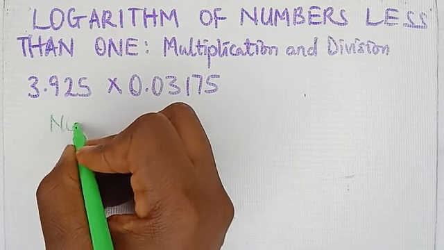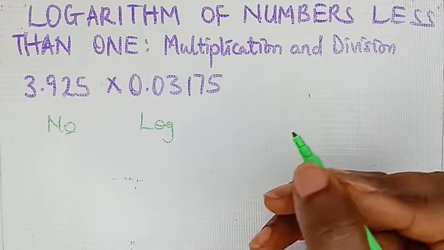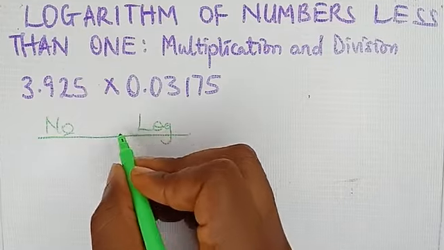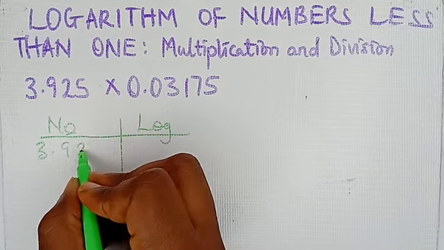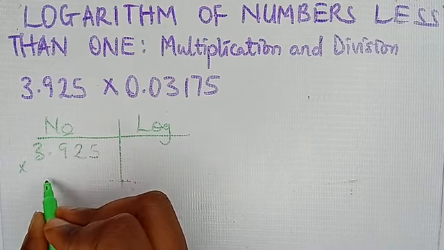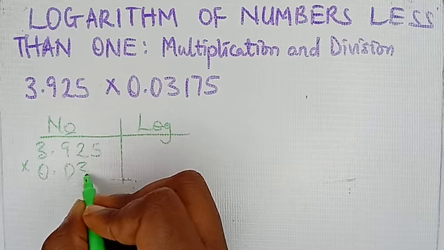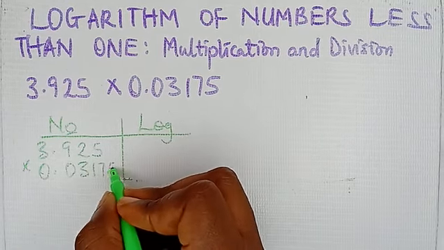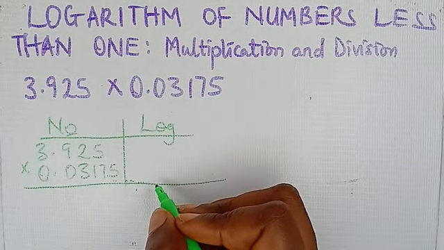So we have our number and we have the logarithm side. We write down 3.925. Remember, we are to multiply those numbers times 0.03175.